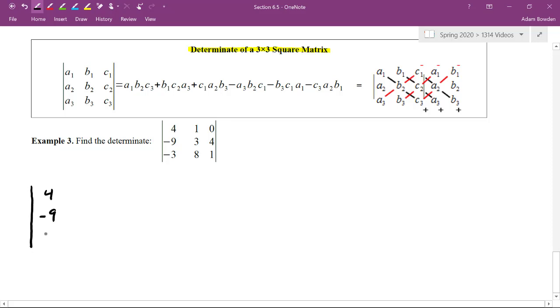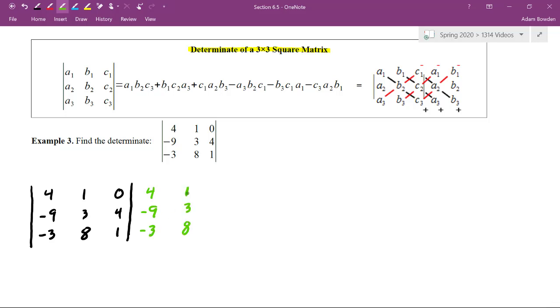We have 4, -9, -3, 1, 3, 8, 0, 4, 1. So 3 rows, 3 columns. So we're going to do diagonal multiplication much like we did for the 2 by 2 determinants, but I need a few extra columns in order to make this work. So what I do is I take the first 2 columns and I go ahead and repeat these columns over here to the right. And now I have a total of 5 columns to work with. So that's the first thing to do.